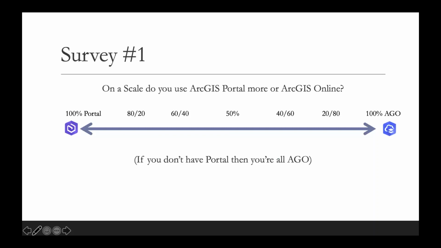Do you use Portal 100% of the time, or do you use ArcGIS Online 100% of the time, or somewhere in between? I didn't want to make this too overwhelming, and this is the best way we figured out how to do this when it's a multiple choice. So if you could take a look at that and answer that, I would appreciate that.